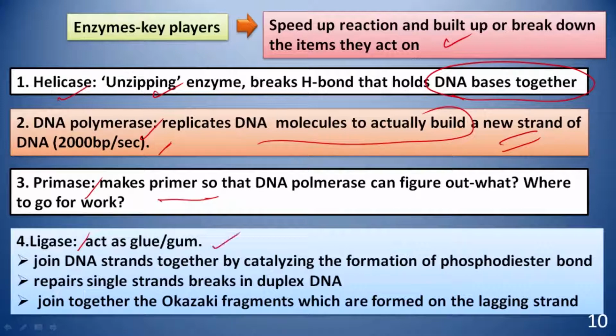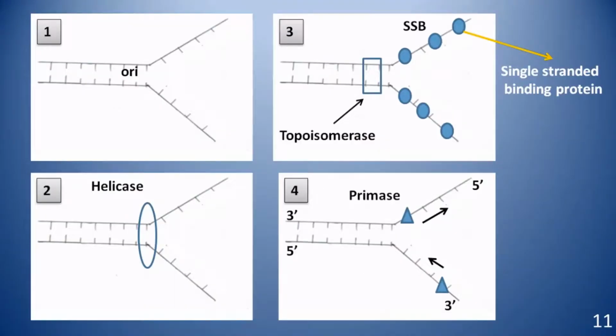Ligase acts as your glue. It joins DNA strands together by catalyzing the formation of phosphodiester bonds. It repairs single strand breaks in the duplex DNA, and joins together the Okazaki fragments which are formed on the lagging strand. So here is a figure where, step by step, I have shown how DNA replication takes place.